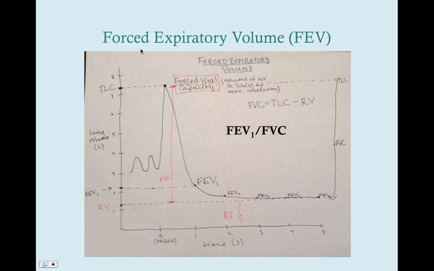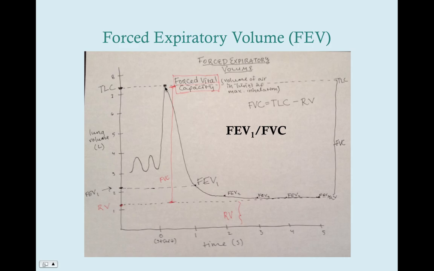So you can see here now with our graph, we've got lung volume, which you can also think of as the amount that you breathed in or breathed out, and then over time. So we start out at 0 seconds when the person has breathed in as much as they can. Now we start the time, and they're going to breathe out as fast as they can. So once we get here to 1 second, that's the point where we're at our FEV1.